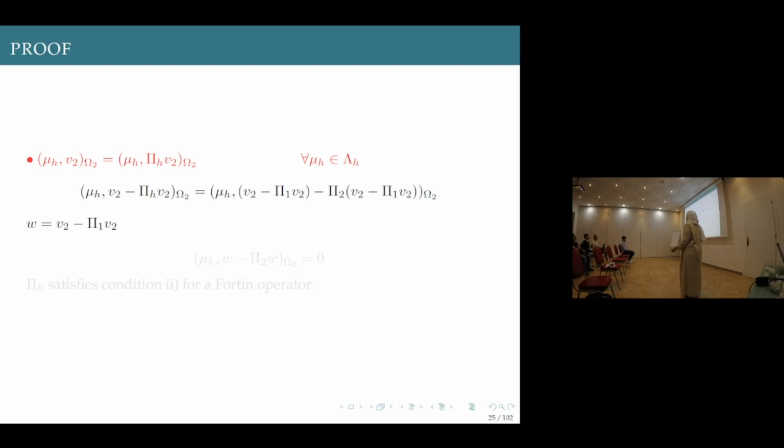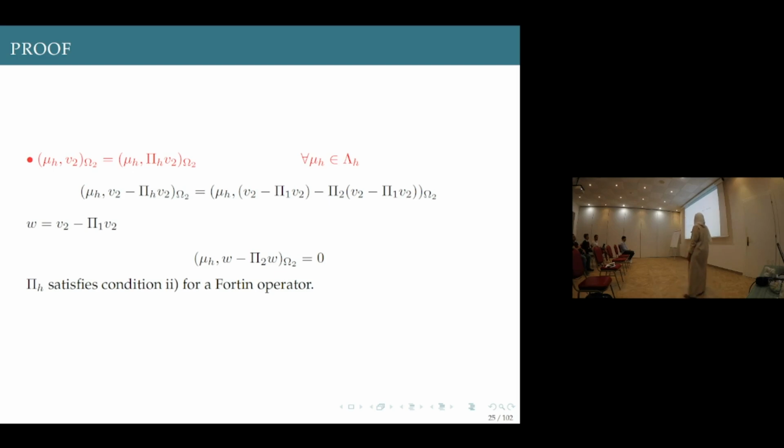For simple notation, we write w for v2 minus pi 1 v2. So we have mu h and w minus pi 2 of w. And by definition of w, if you remember, first of all, that mu h is piecewise constant. So locally in each element, it's 1 in one element, 0 in the other elements, right?